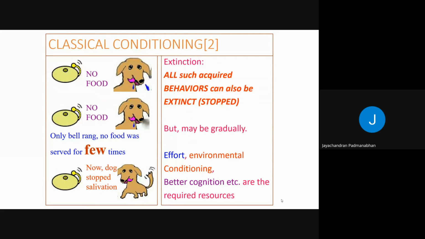Next day also he rang the bell, but no food was given. Slowly by the end of the week, all the pictures I cannot show, no space. So by the end of the week, the dog stopped salivating on hearing the bell, because now the dog has learned that ringing of the bell is no more an indication for me to receive the food. So he established extinction. That means any such behaviors also can be extinct, stopped.